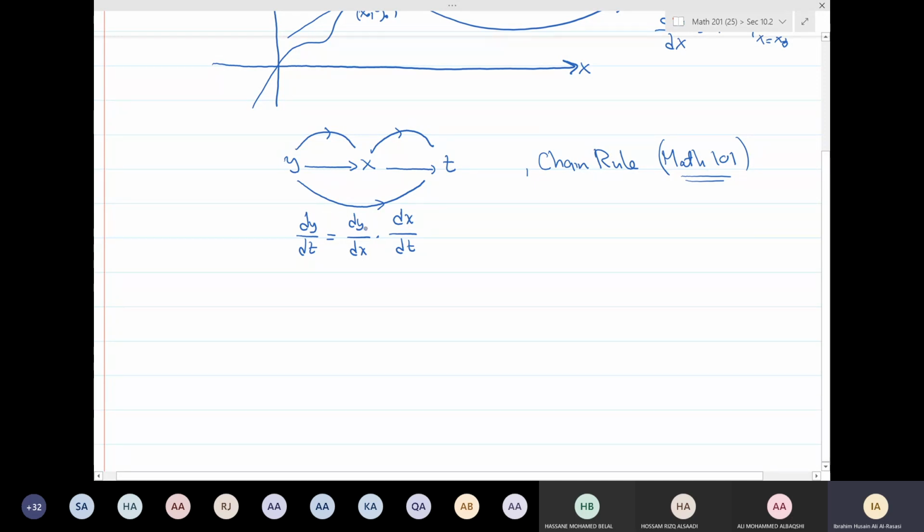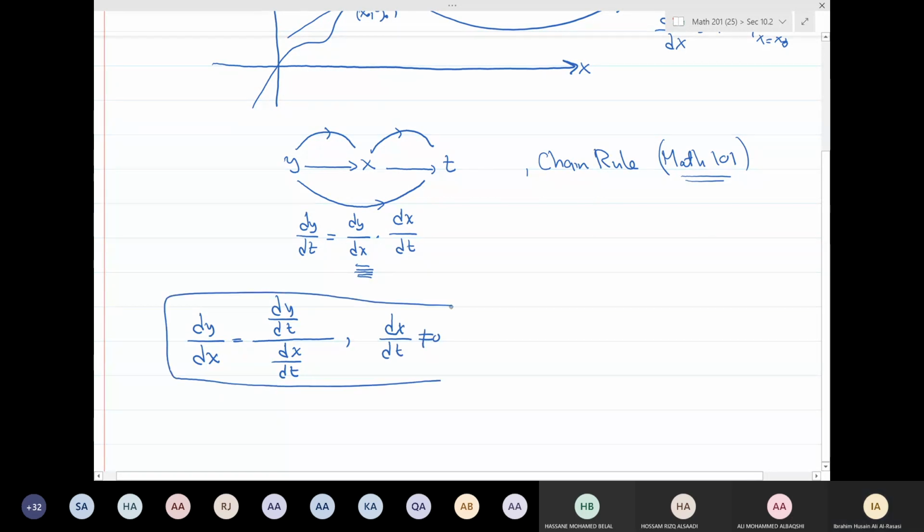Now I need dy/dx, so I solve for dy/dx. dy/dx equals dy/dt divided by dx/dt. Of course, when you divide, you assume dx/dt is not equal to 0. And this is the formula for dy/dx for parametric equations: dy/dt over dx/dt.